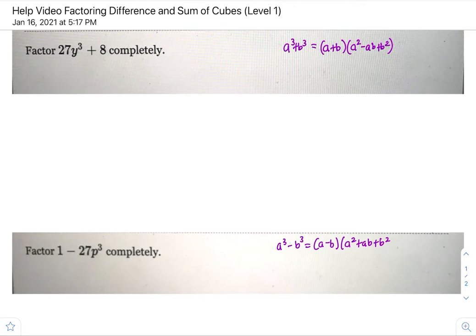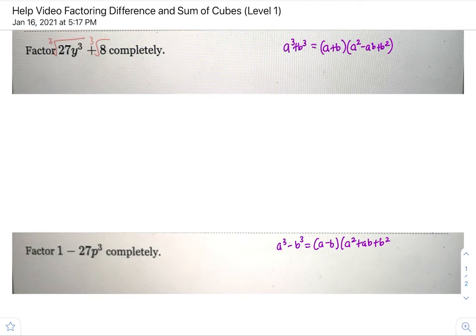Help video: factoring difference and sum of cubes, level 1. So, anytime you guys have two terms, positive or negative, and they're both cubable, then we can factor by the difference and sum of cubes using these two formulas. So, for this one, in order to factor this, you have to take the cube roots of both of these, because this will give you guys your a and b value.